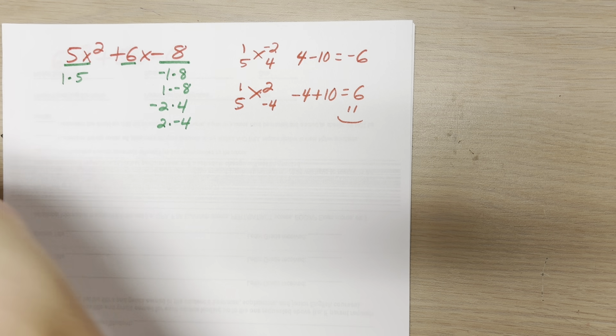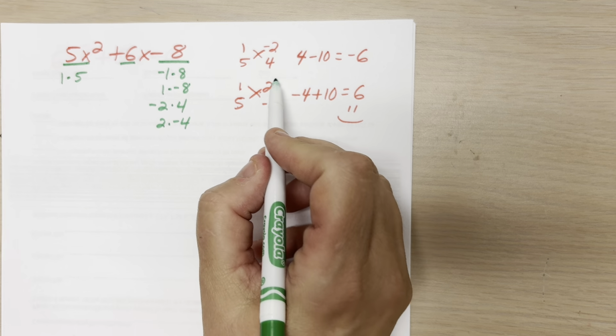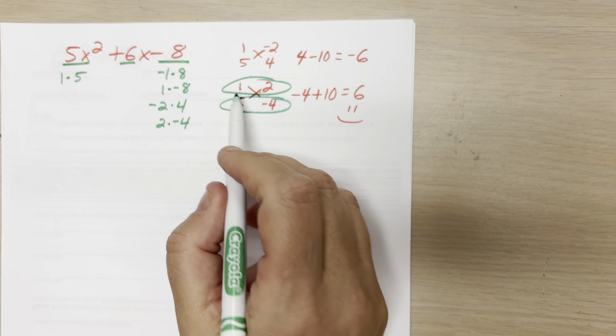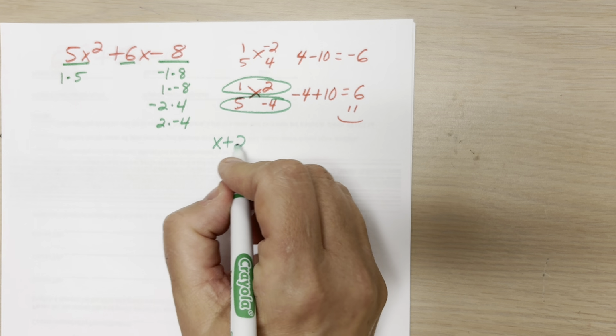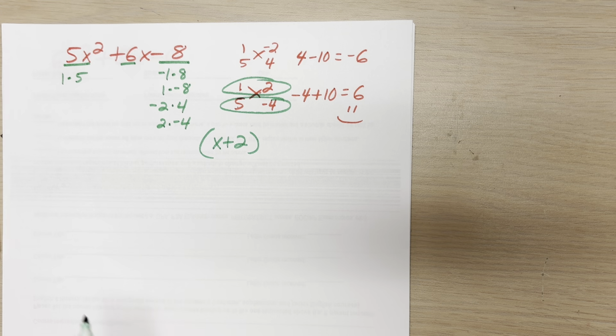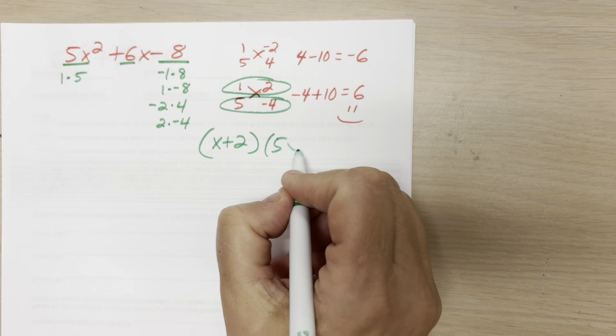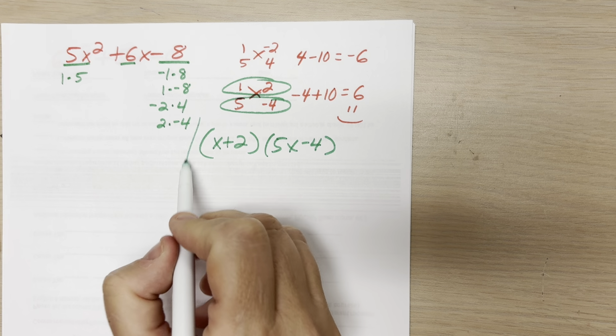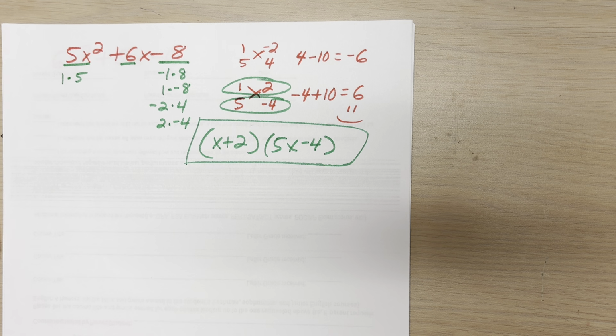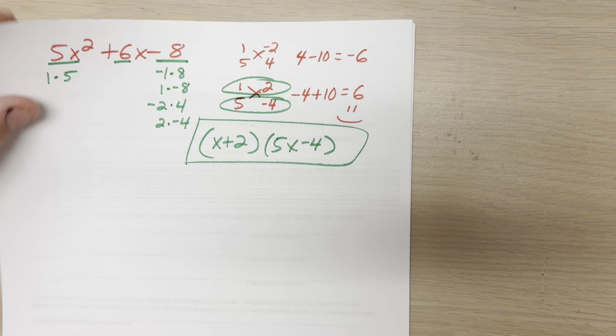So, in writing our factors, we're going to have 1x plus 2, or x plus 2. And this is going to be 5x minus 4. Again, you can check it if you want to. I'm not going to do that though, otherwise this will be a really long video.